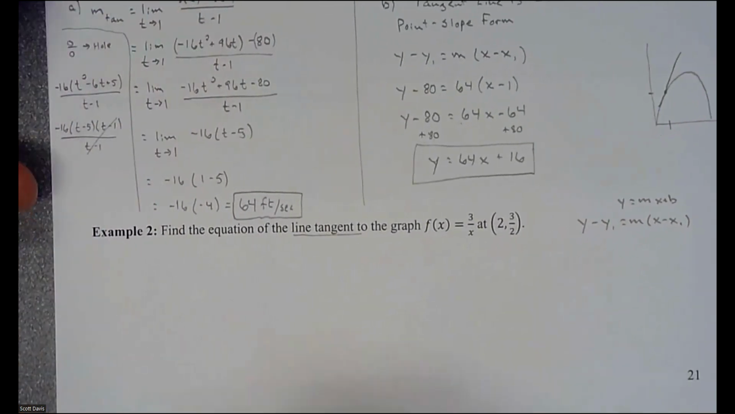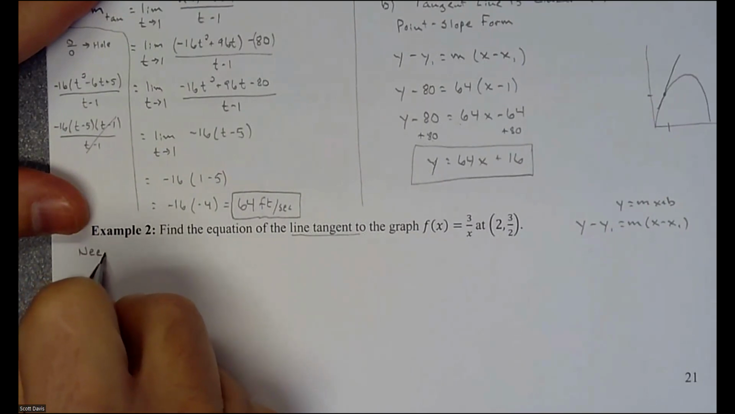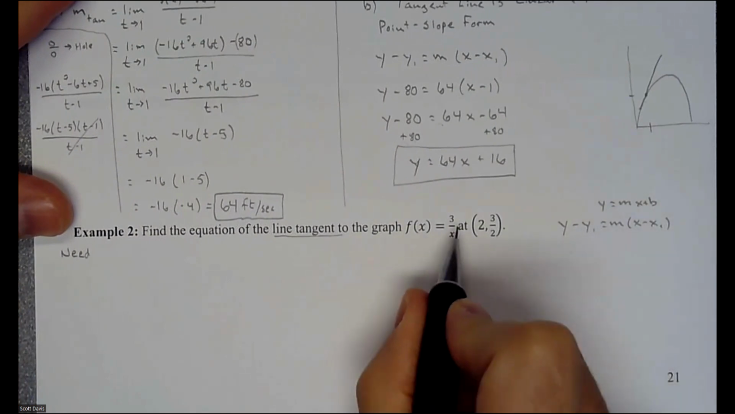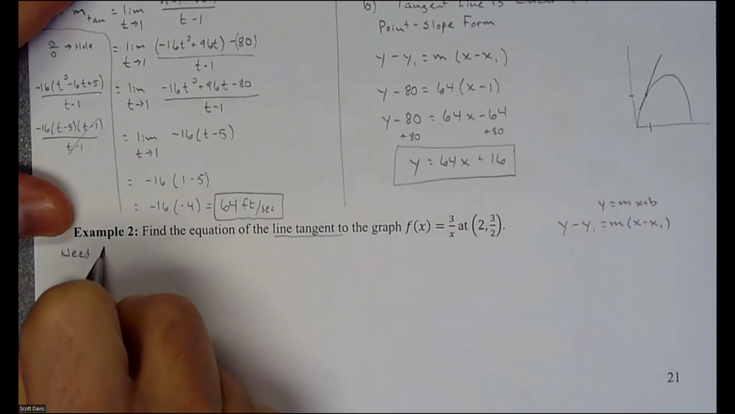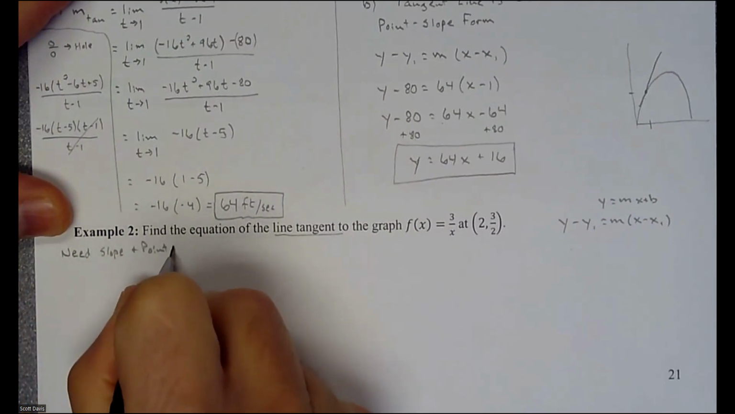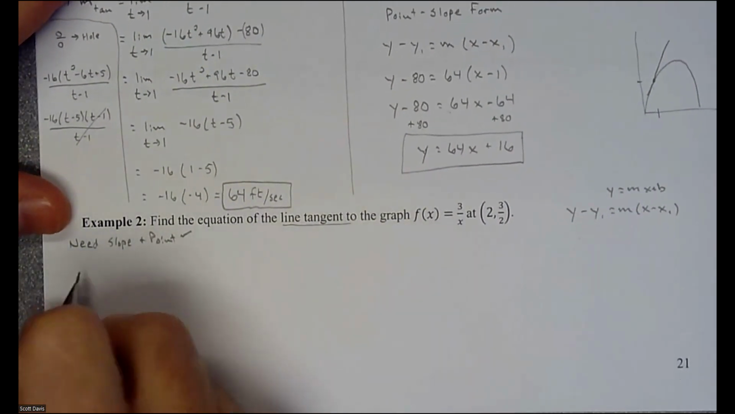So what do we need? We need two pieces of information for that formula over there. We need a slope and we need a point. Well, we got the point, so that's good. Point's good. Slope, that's what we figure out. So we're going to find the slope of the tangent line.